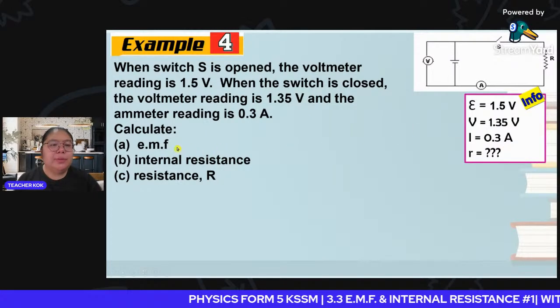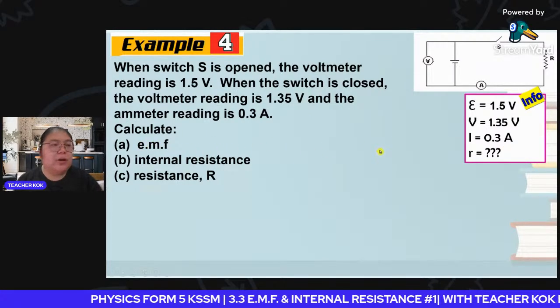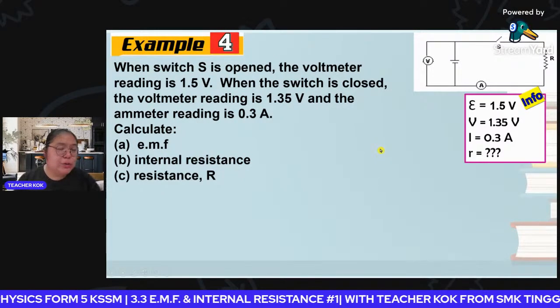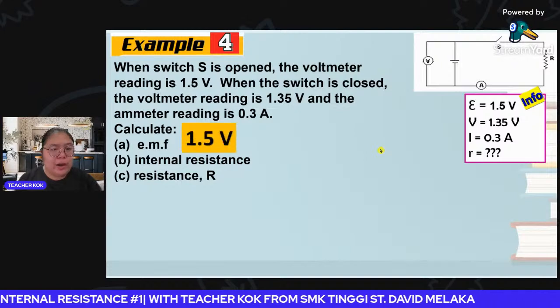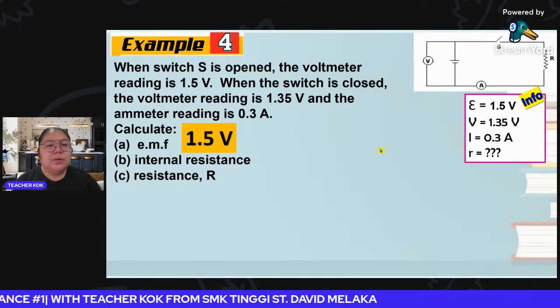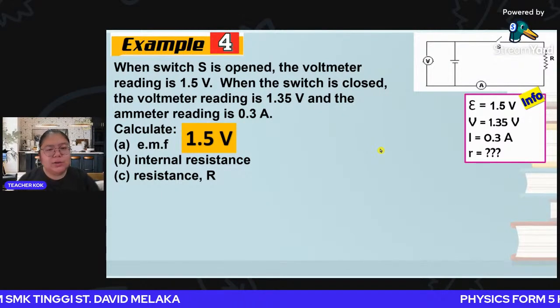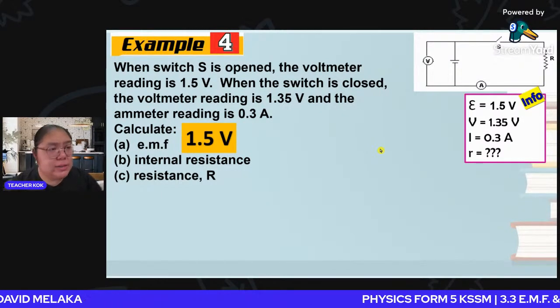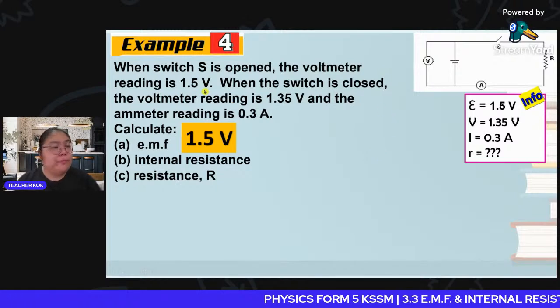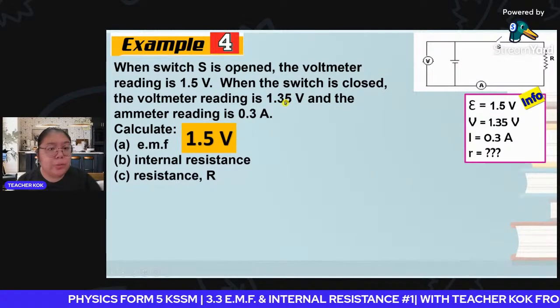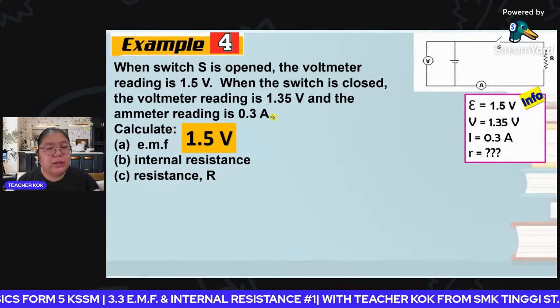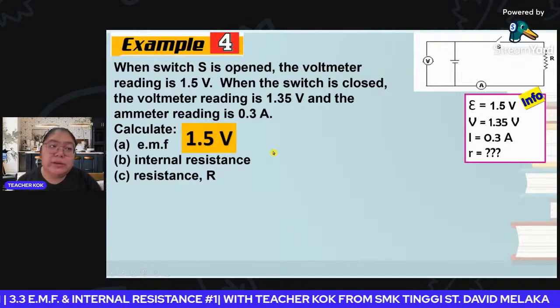From here, first one they ask EMF. I also want to ask you, you also know what's the answer for EMF. EMF is 1.5 volt, everybody knows. Number 2, internal resistance. Actually you got many ways to find internal resistance. You can straightforward minus EMF minus potential difference, that's the voltage drop, is it?